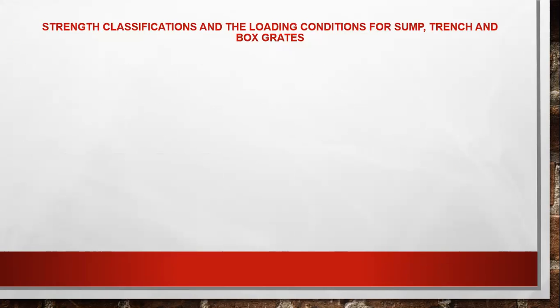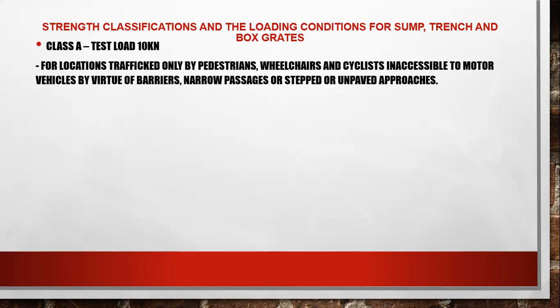So, strength classification and the loading condition for trench and box grates. There are three types of classes that we should follow in the classification of strengths. First is the class A. The test load is 100 kilonewton. For this class, the location is traffic only by pedestrians, wheelchairs, and cyclists, inaccessible to motor vehicles by virtue of a barrier, narrow passages or strip, or unpaved approach.